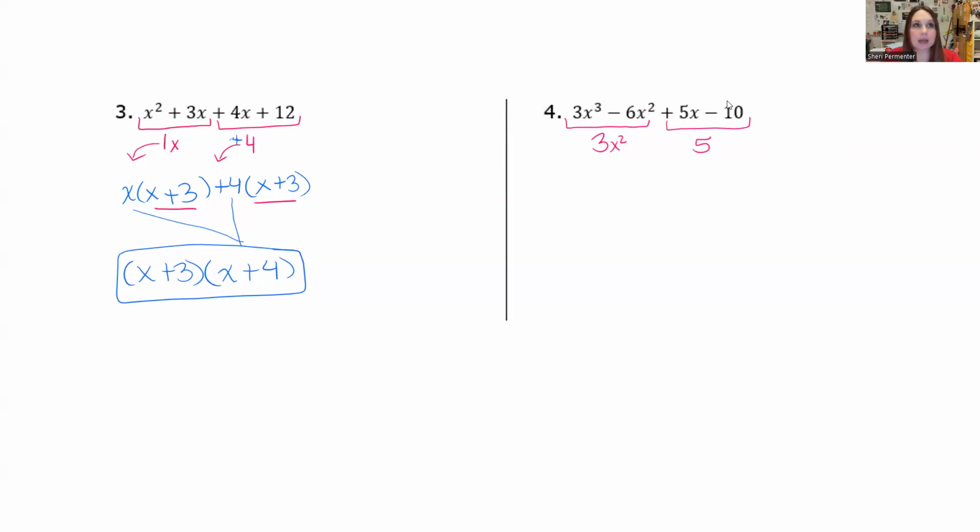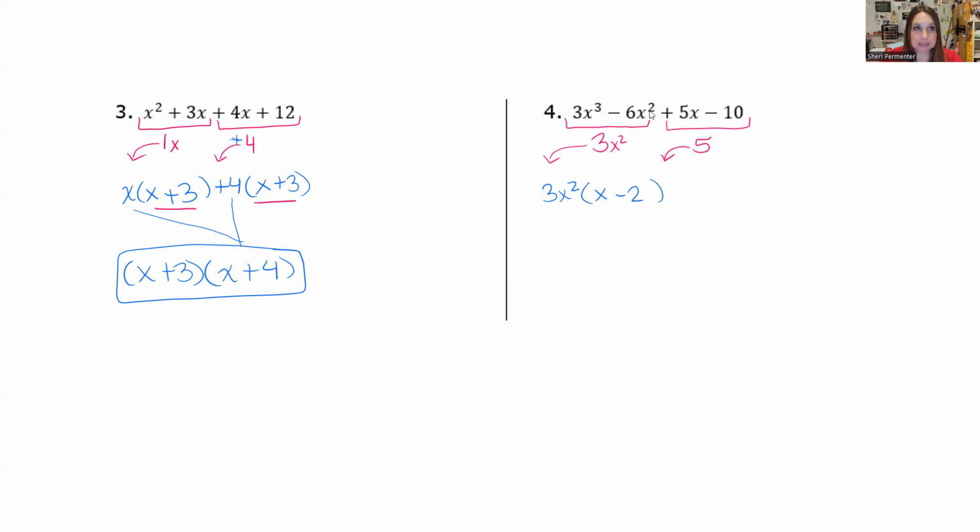5. And the 10 doesn't have an x, so I can't pull out an x. GCF always writes out into the front. So I get 3x squared, and then I'm going to figure out what I have left. 3 divided by 3 is 1. I have 3 x's, and I'm dividing out 2, so I have 1x left. 6 divided by 3 is 2, and it's negative, so negative 2.